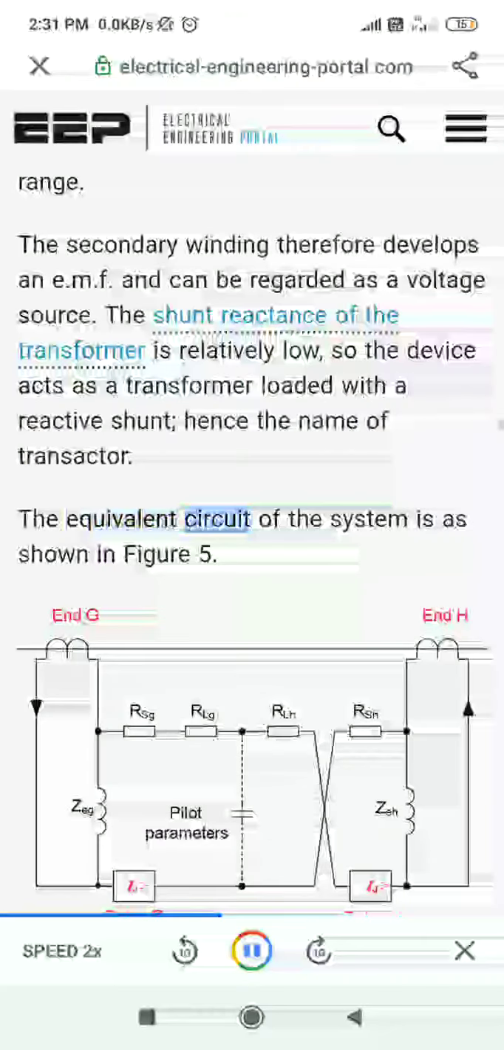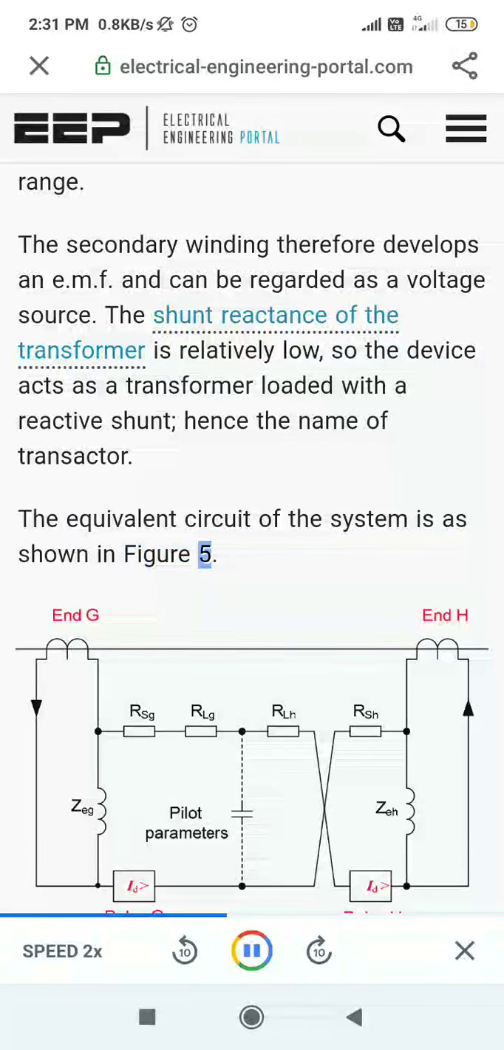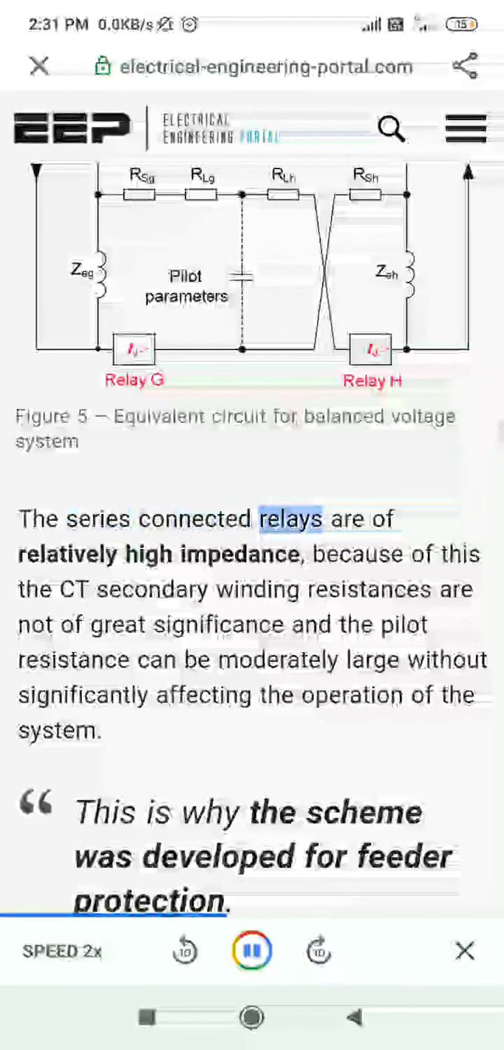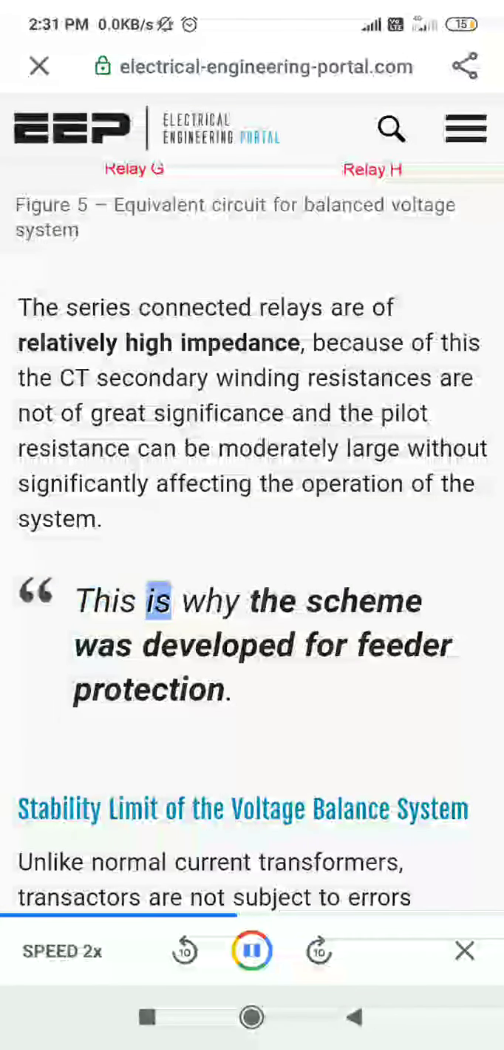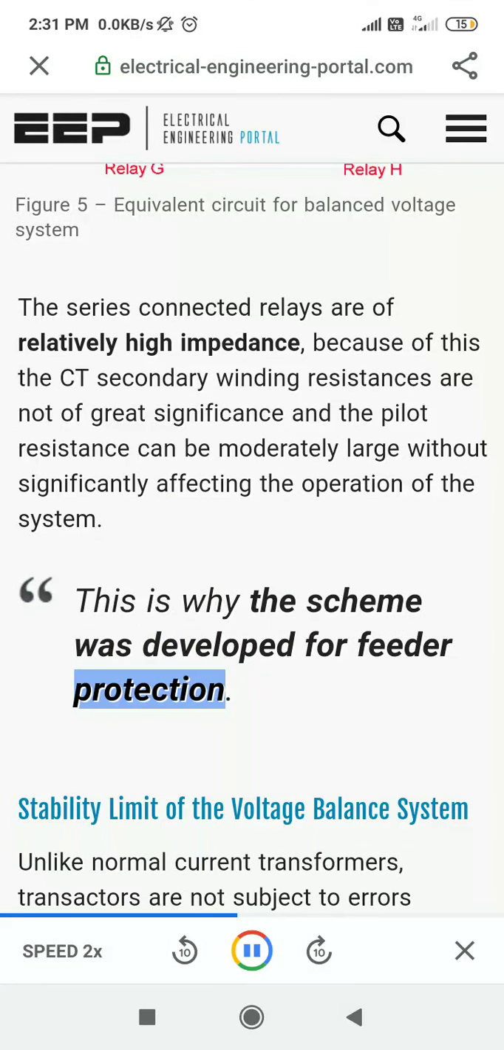The equivalent circuit of the system is as shown in Figure 5. The series connected relays are of relatively high impedance. Because of this, the CT secondary winding resistances are not of great significance, and the pilot resistance can be moderately large without significantly affecting the operation of the system. This is why the scheme was developed for feeder protection.